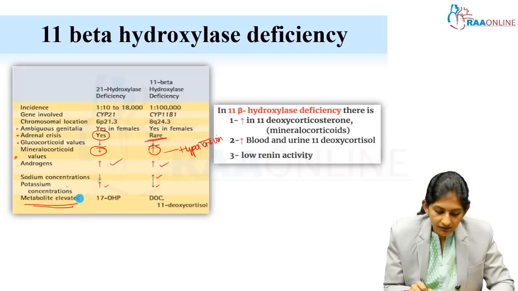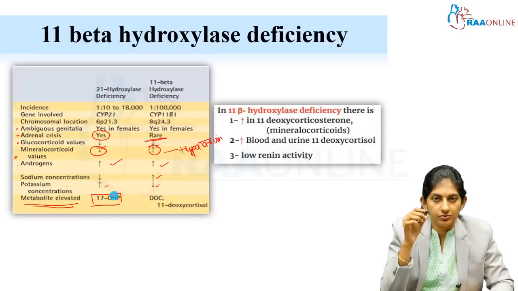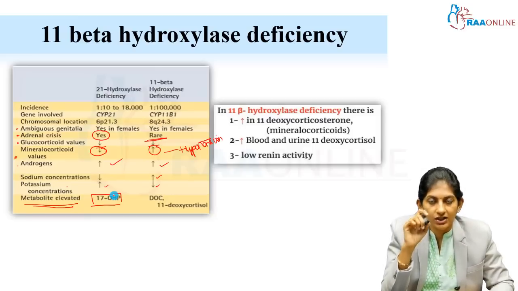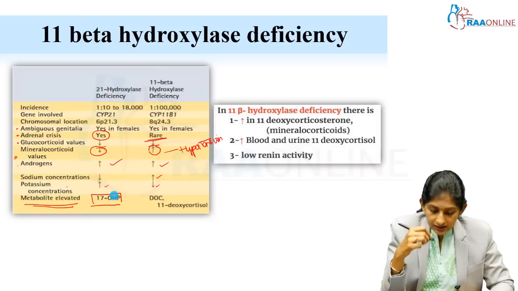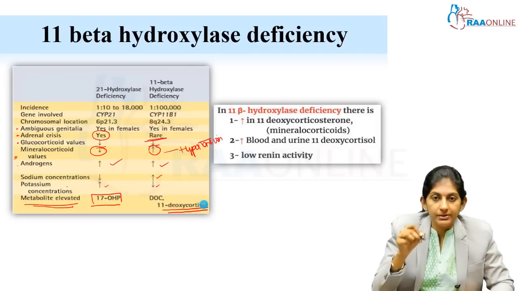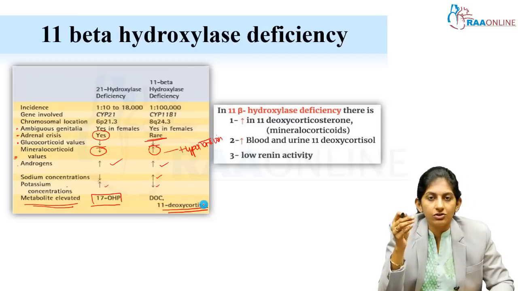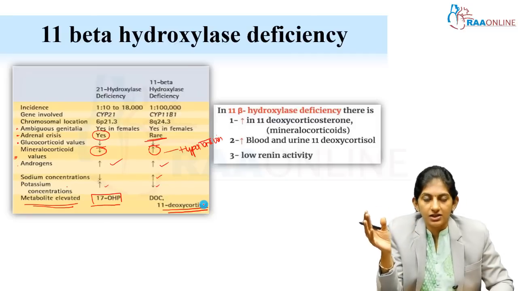What is the metabolite elevated? Here it is 17-OHP. If you take 17-OHP, you can diagnose 21-hydroxylase deficiency. The 11-deoxycortisol will be elevated in 11-beta-hydroxylase deficiency, right? So, the basic difference you should know. Just remember in 11-beta-hydroxylase, mineralocorticoid is present and that can cause hypertension. Only cortisol deficiency and elevated sex hormones are present.